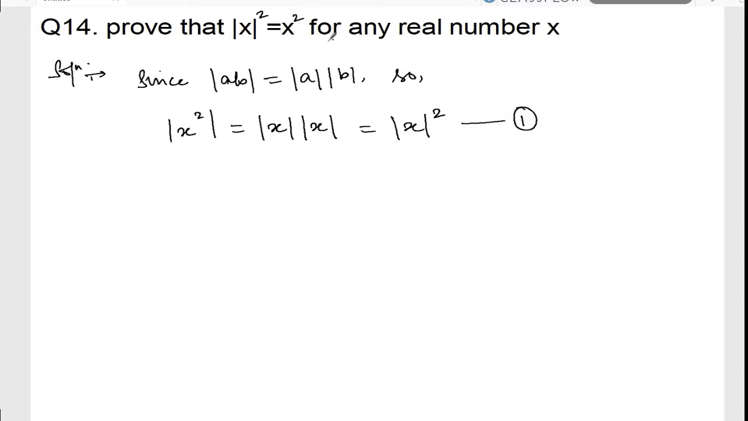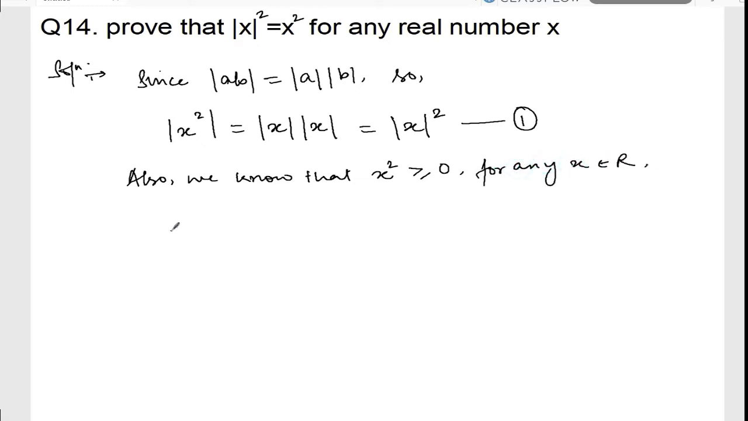Also we know that x square is always positive. We know that x square is greater than or equal to 0 for any x belonging to R, any real number, because x square means a positive number. So we can write modulus of x square as x square. If you find the square of any number or its modulus, it will be a positive number. It cannot be minus x square.